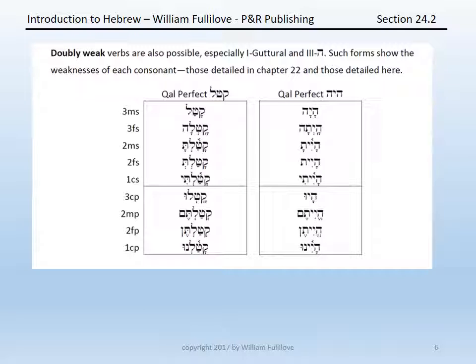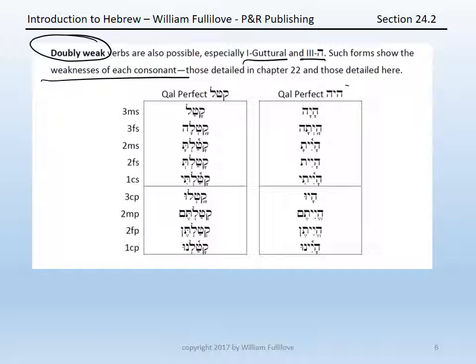As the previous example illustrates, what are called doubly weak verbs are possible: verbs which have a weakness in more than one root letter. Especially common are first guttural verbs, which are also third he. Given what you know from the previous chapters as well as this, you should be easily able to handle such verbs. They simply show the weaknesses of both consonants, those detailed in chapter 22 and those detailed here.